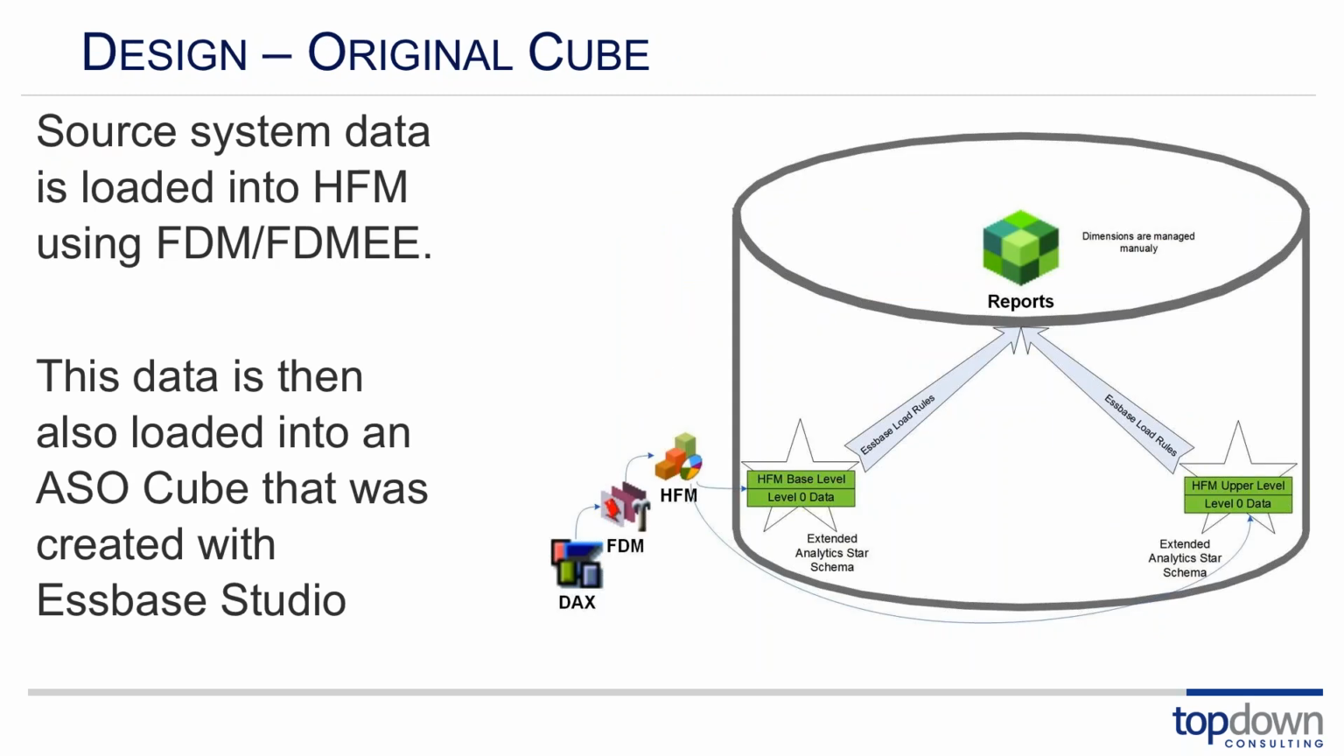Okay, the original project: when we walked onto the site, the way that they had built the cube, they would take the source system data, which came from about 12 different instances of Microsoft Dynamics, and load those into HFM using FDM and later FDMEE. The resulting data is also created and loaded into a file. FDM and FDMEE creates a separate data file that is used to load into HFM. You can grab that file and then load it into a cube as well, and that's what they had done.